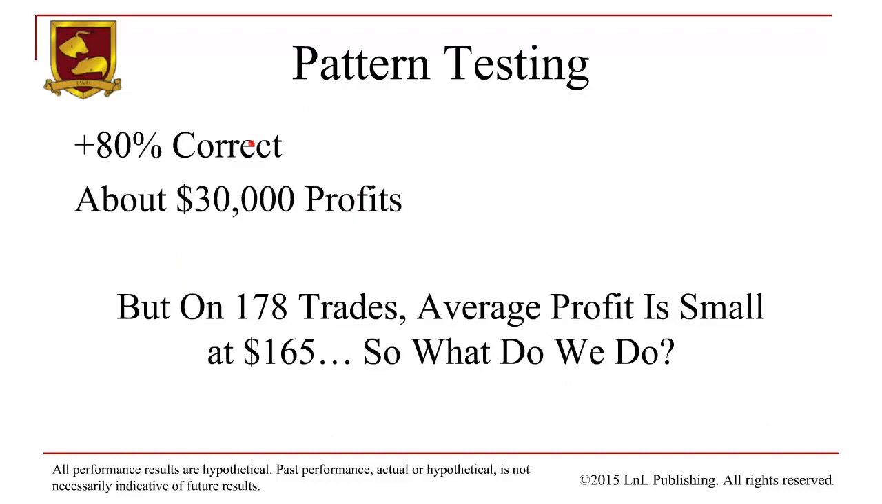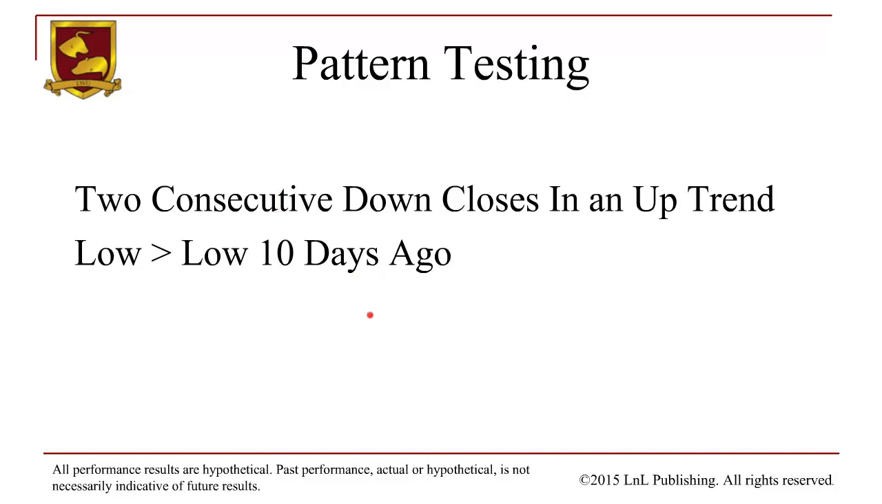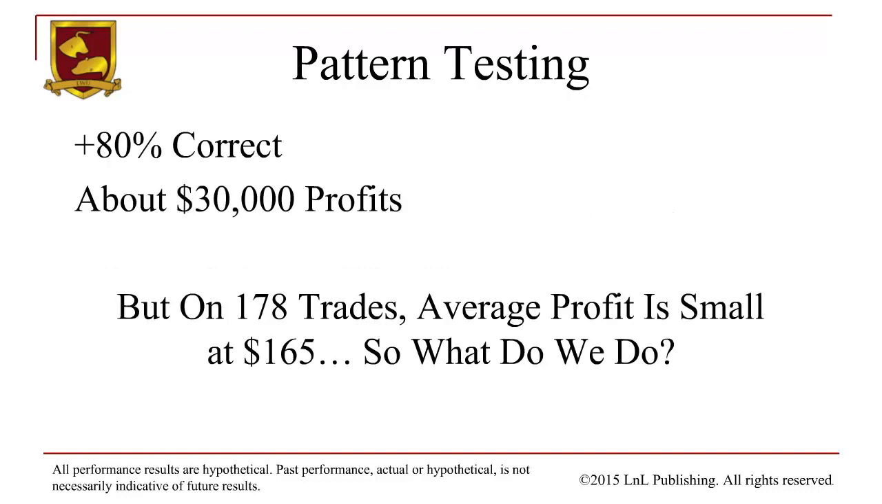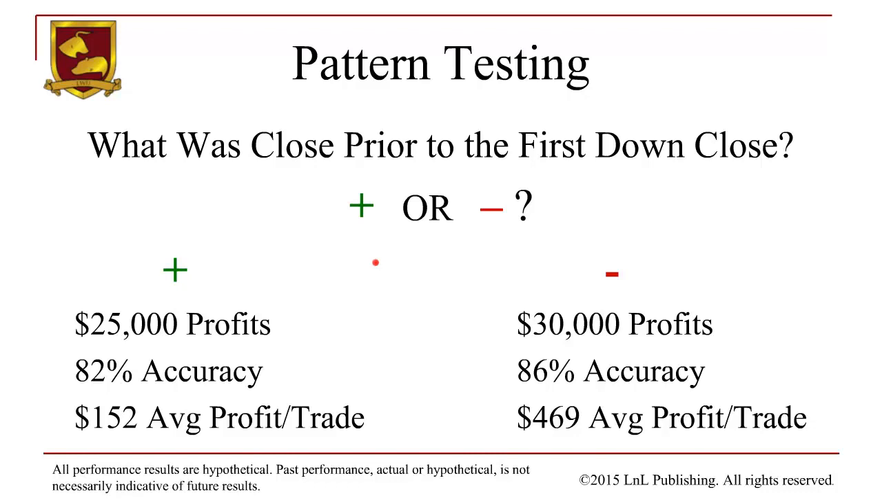So was the close prior to the first down close an up close or a down close? Let's go back to the rule. So I'll go back one more time here. We had 2 consecutive down closes in an uptrend. That's the rule, right? Well, what about the first close before the 2 consecutive down closes? Was it up or was it down? Does that matter? Oh yeah, it does matter, as we see from this. If it was an up close, we have 82% accuracy, but it's $152. If it was a down close, we have 86% accuracy at $469.